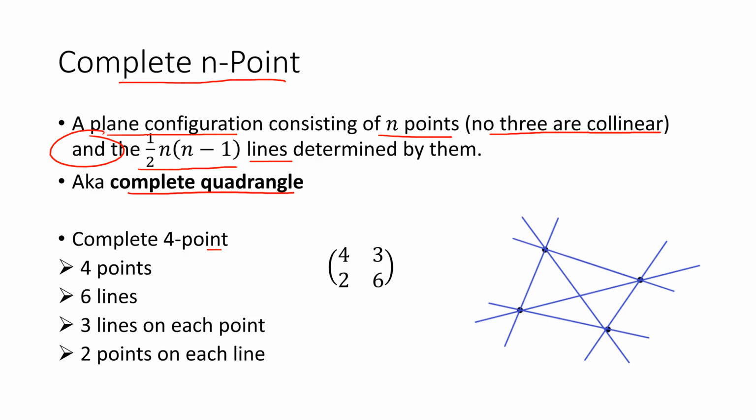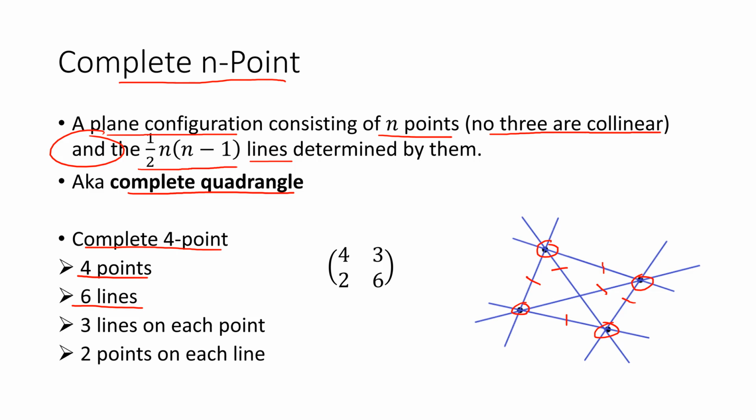So let's consider the complete 4 points. So we have here 4 points, 1, 2, 3, and 4. If we connect each pair of 2 points using a line, we will have 1, 2, 3, 4, 5, and 6 lines. So we have 6 lines.